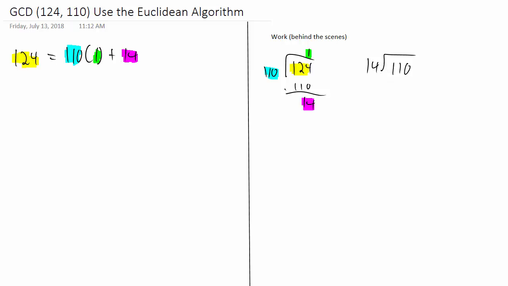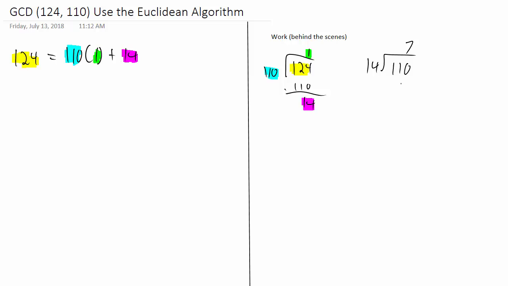But let me show you a little way to make a mistake. I'm going to assume that it goes in 6 times, okay? 6 times 4 is 24. 6 times 1 is 6, and then add 2, that's 8. Here's how you know you got it wrong. If I subtract 110 minus 84, I actually get 26. Since 26 is bigger than 14, I know it's wrong. So it actually goes in one more time. It goes in 7. So I can put 14 into 110 7 times.